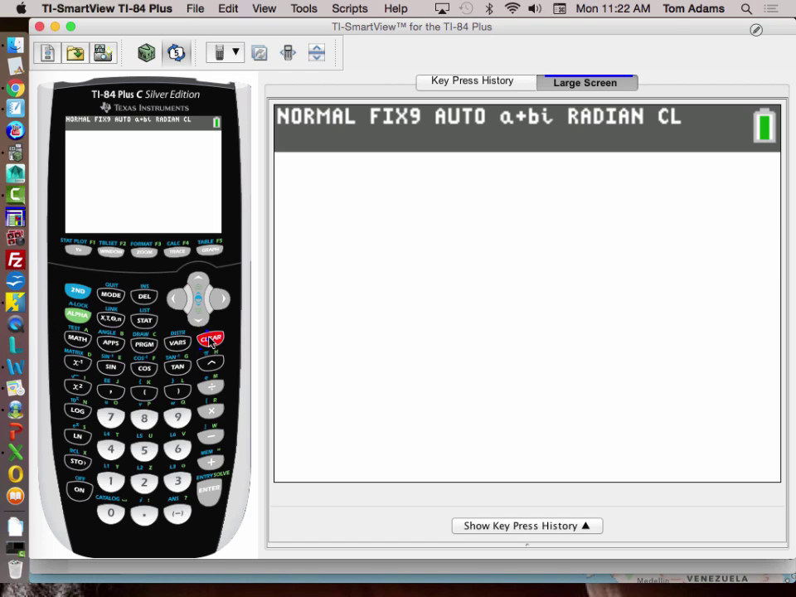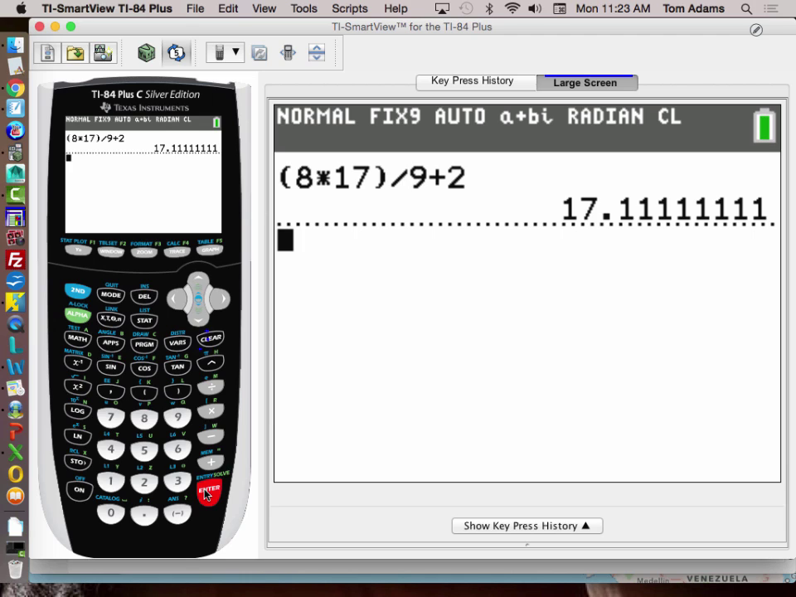What was the numbers? 8 over 9 times 17 plus 2. All right, so we're going to say 8 times 17 divided by 9, right? Plus 2. That's 17.11, roughly.